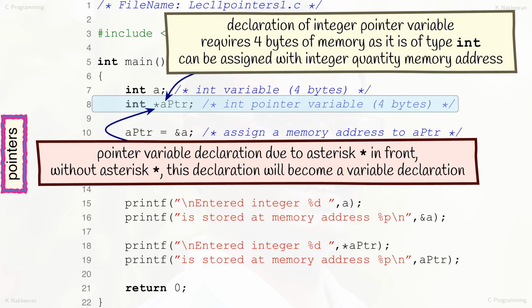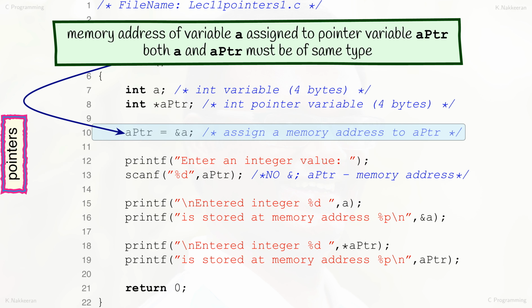This 4 bytes of memory allocated in the RAM is now available for storing the memory address of any integer quantity in hexadecimal. Line 10 is an assignment statement that assigns the memory address of variable a to the pointer variable aptr. Recall the use of ampersand in front of the variable name in scanf statement to point the memory address location. Here the right hand side of the assignment statement is ampersand a, which is the memory address of the integer variable a. As the memory address of variable a is assigned to pointer variable aptr, it will now point to the memory address location of variable a.